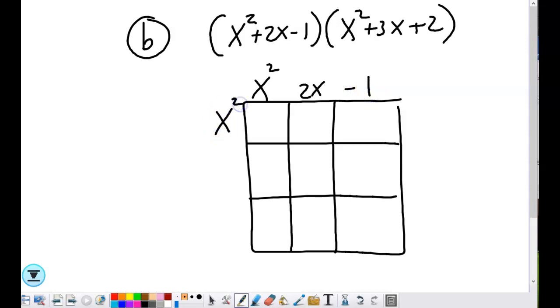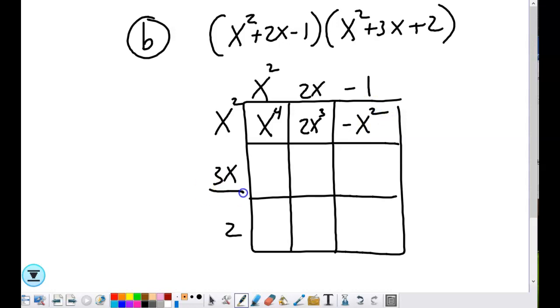So now, since it's a 3 by 3, it doesn't really matter which one you put on the top and which one you put down the side, but basically you just put one on the top, one down the side, and once again, no surprises, you're just going to fill in your blanks. So it's going to be x to the 4th, 2x cubed, negative x squared on the top there.